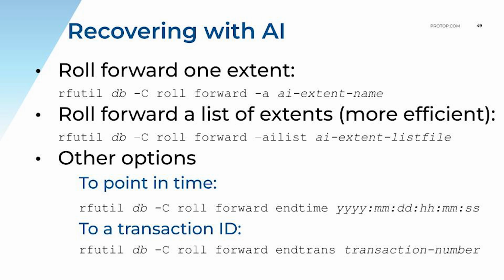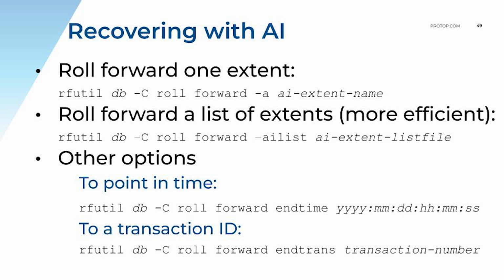If you want to roll forward one extent, then it's rfutil -C roll forward -a and then the name of the archived extent file. And then if you want to you can also do a list of AI extents. So you can have a file that contains a list of extent names and then say -aiList, and then it'll just apply all of those files at once. So if you're doing a roll forward of lots of files, don't worry about trying to write a big, huge script with 100 roll forward commands. Just do one roll forward command and specify a list file.